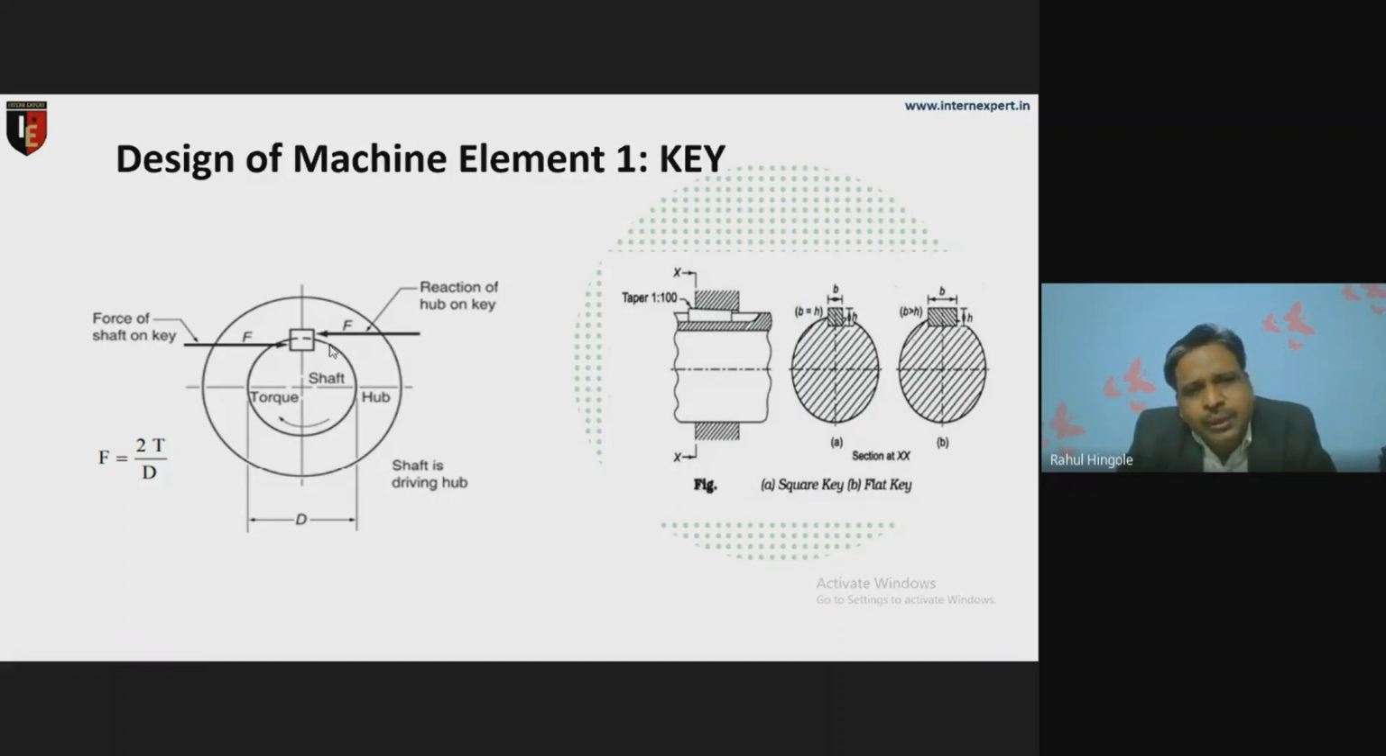Here, forces are acting on this key. One force is toward the right direction, and the second force is toward the left direction. Two equal and opposite forces are acting on the key. When these forces act on the key, a shearing phenomenon will take place.